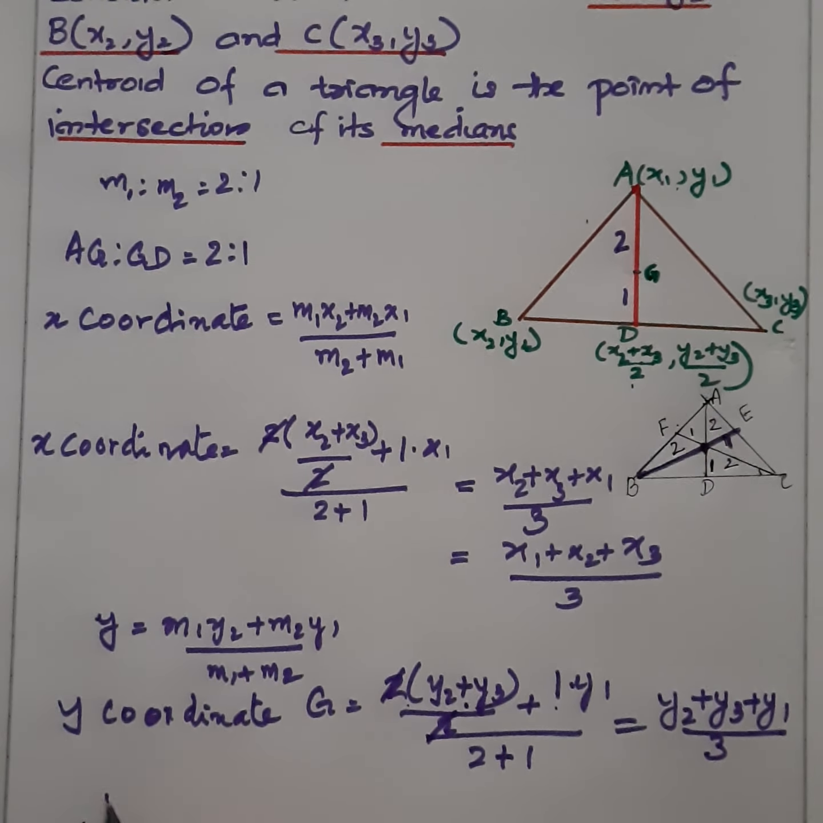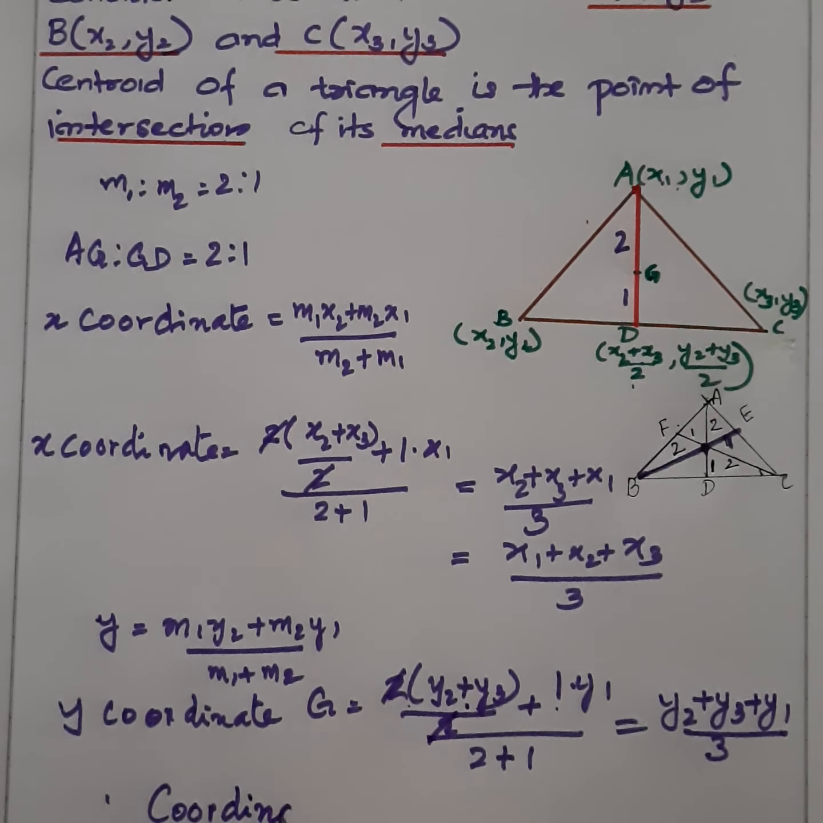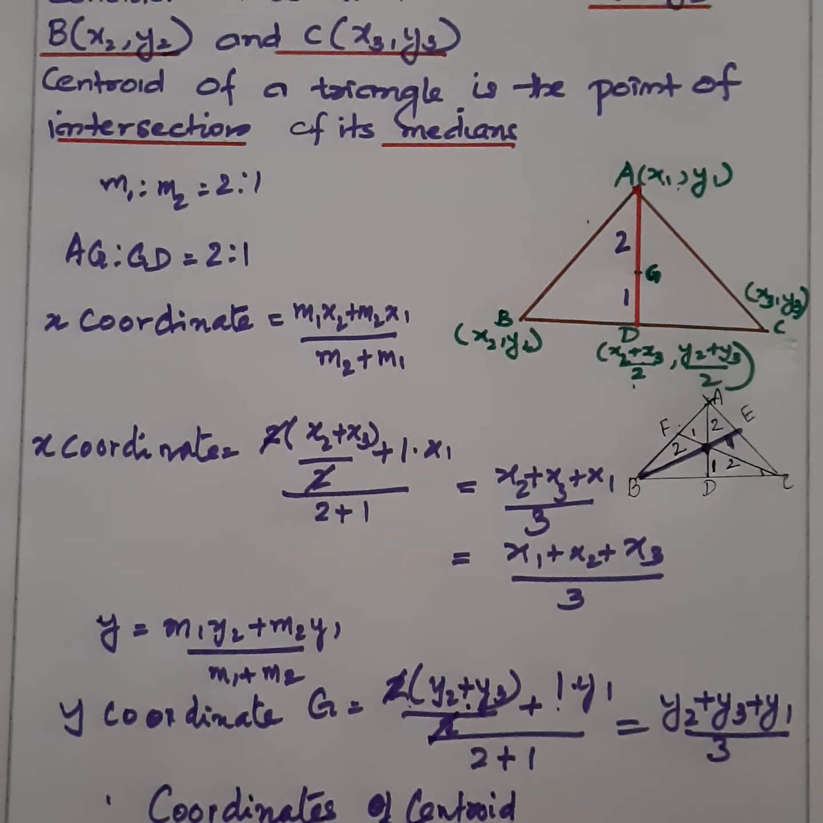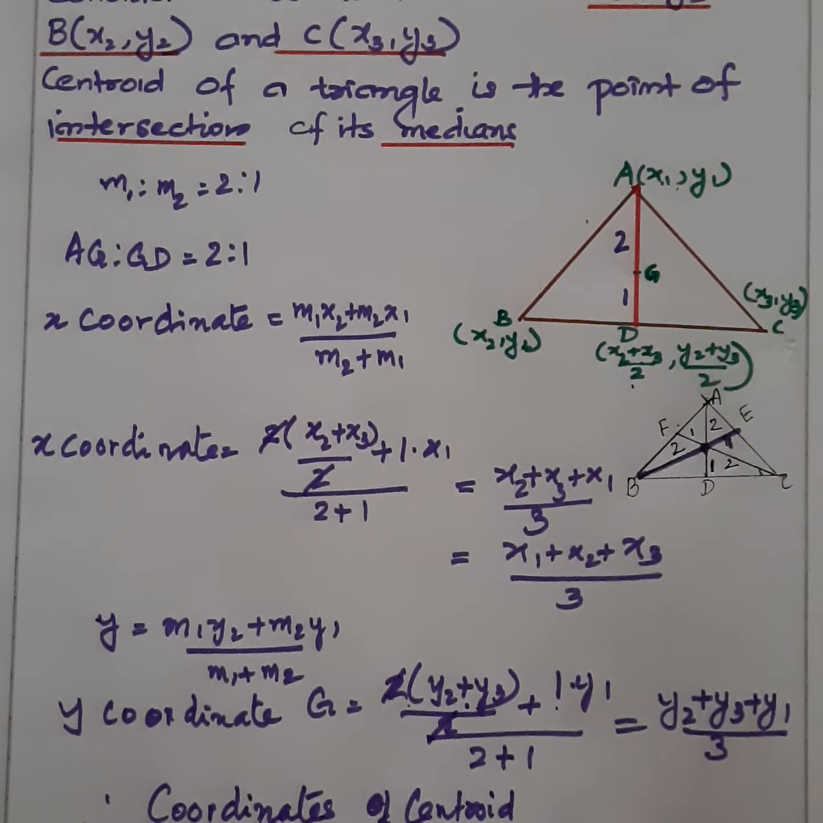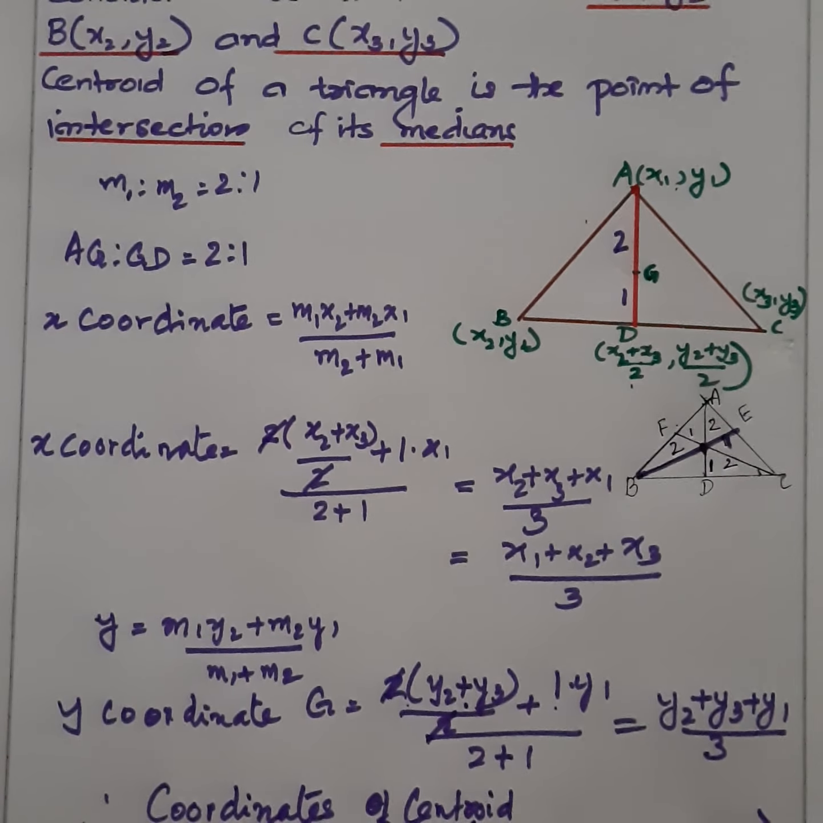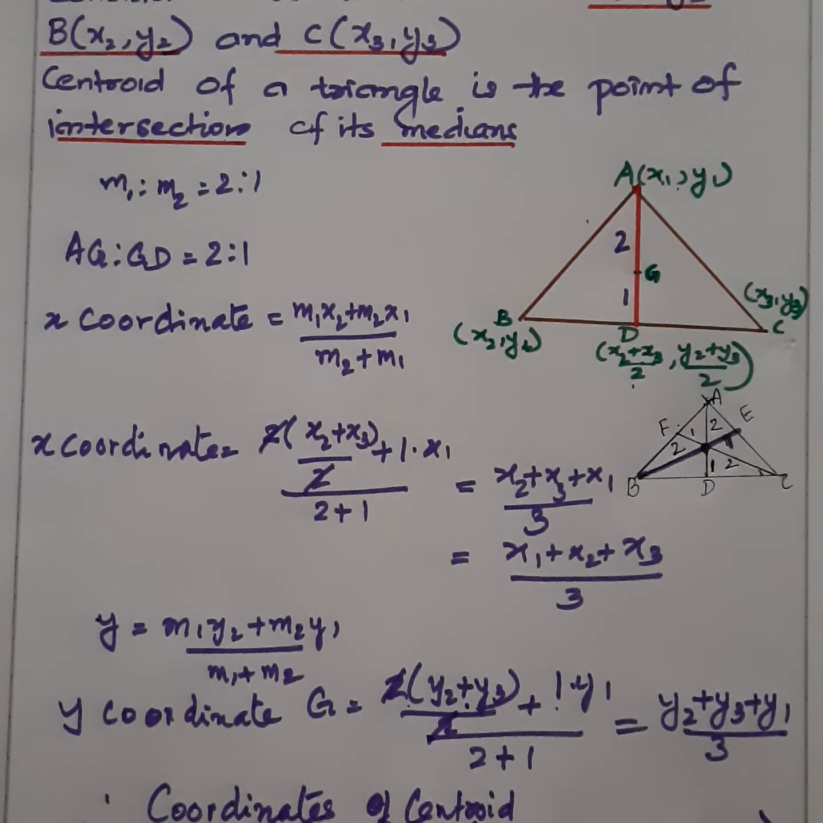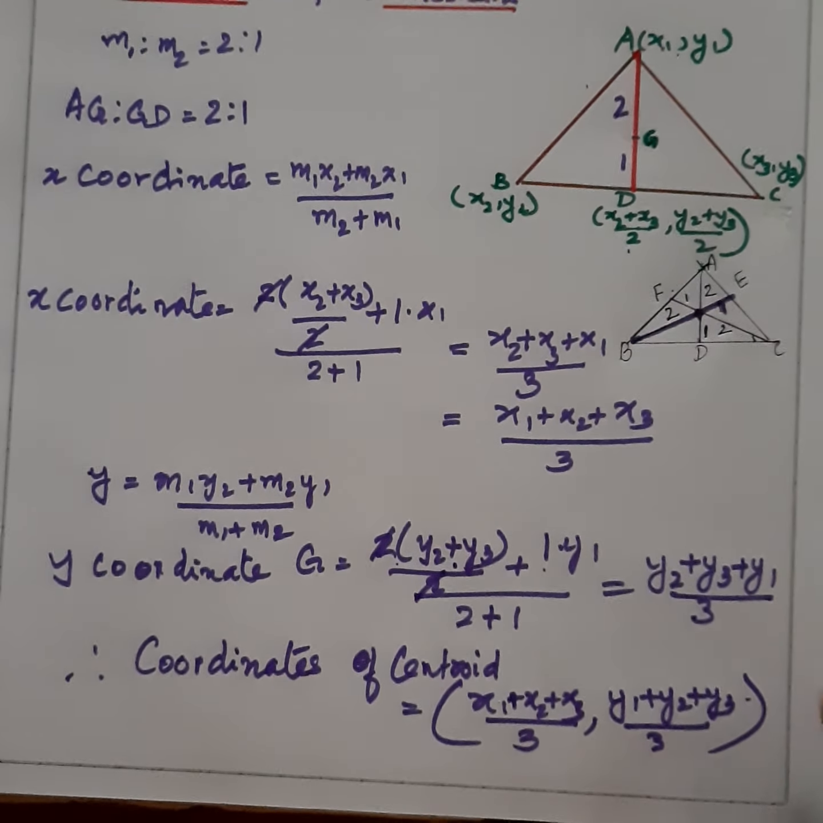Therefore, the coordinates of the centroid are the sum of all the x coordinates divided by 3 and the sum of all the y coordinates divided by 3. That is, (x1 plus x2 plus x3) by 3, (y1 plus y2 plus y3) by 3.